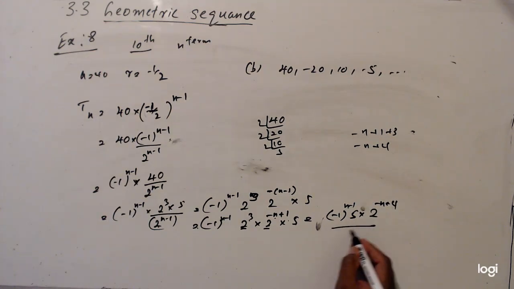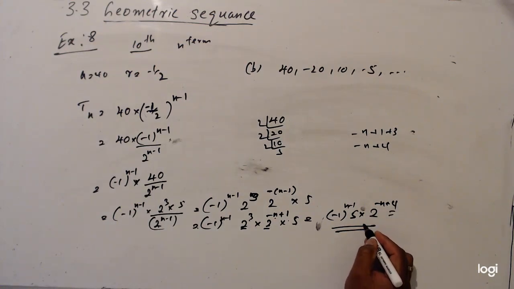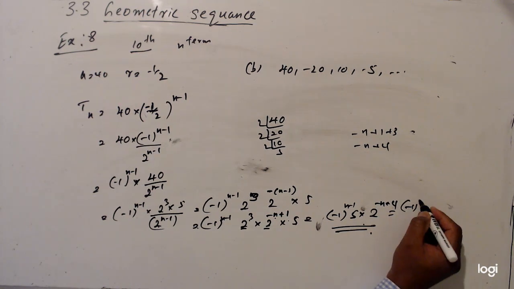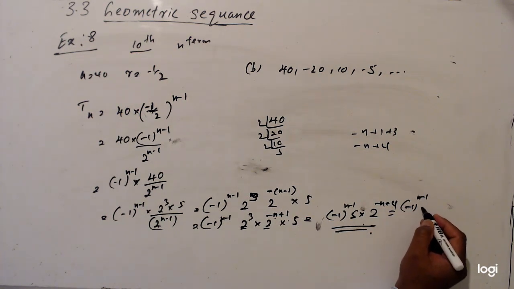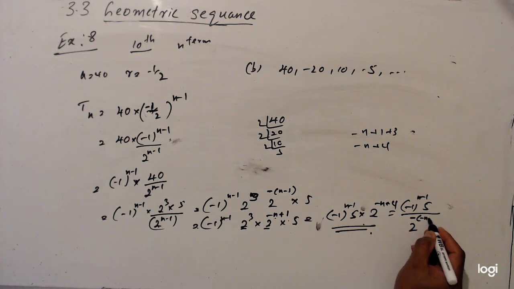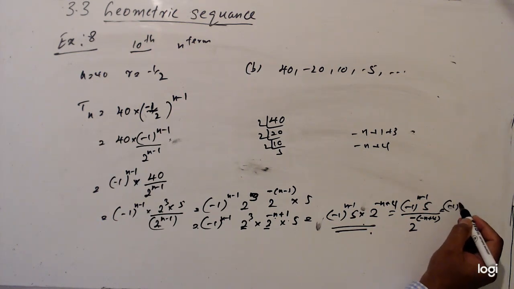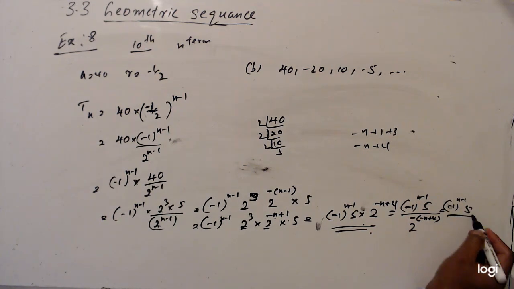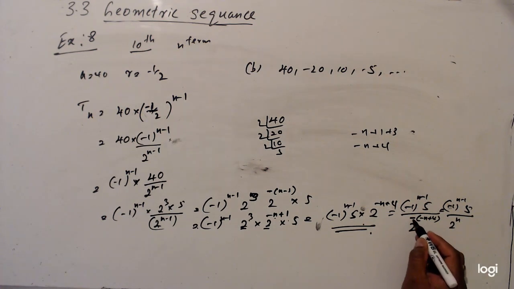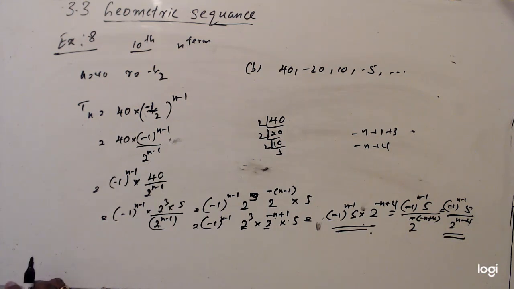If you want, you can bring this down and keep it as a numerator as well: minus 1 to the power n minus 1, times 5, and bring this down as 2 to the power n minus 4. When it is brought down, it becomes minus. So we'll take the minus out. Minus times minus is plus, and plus times minus is minus. So you can keep it in this form as well.